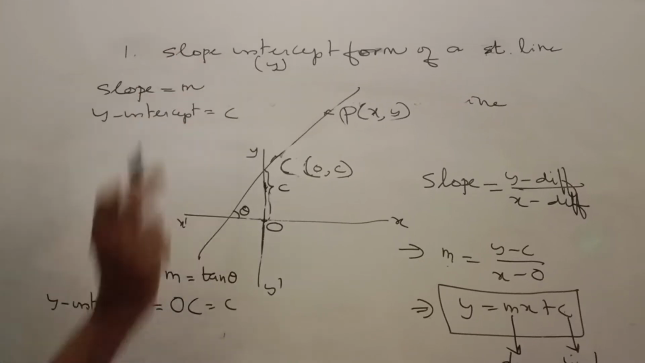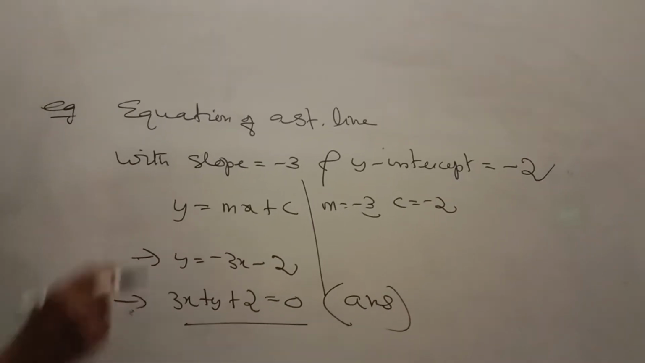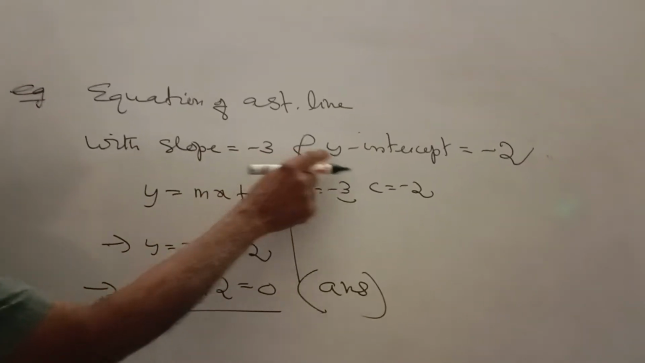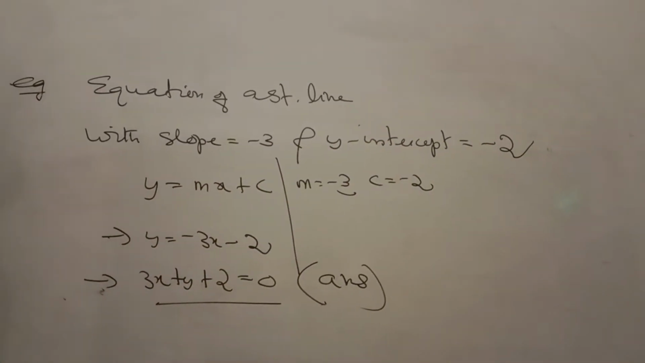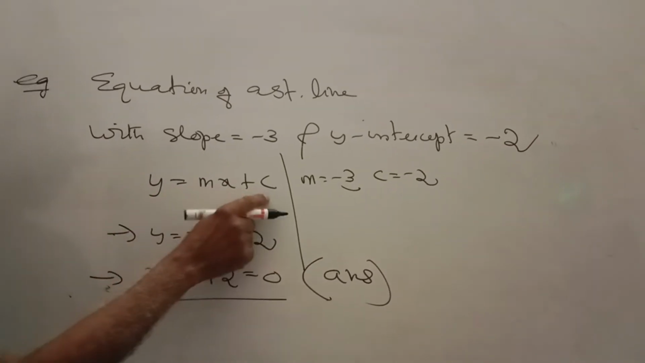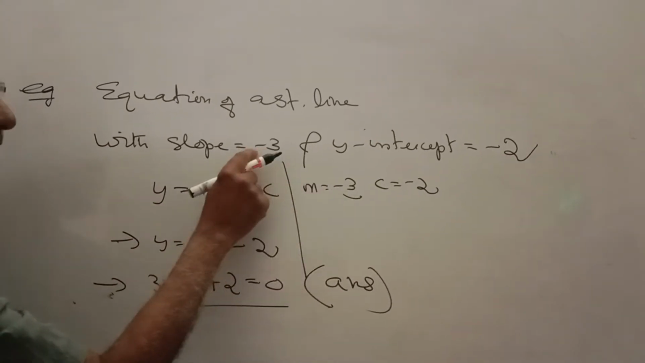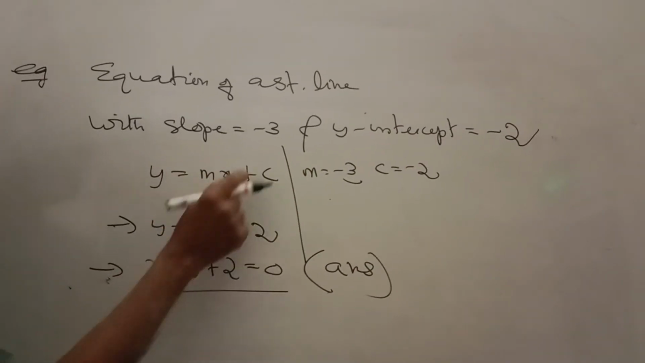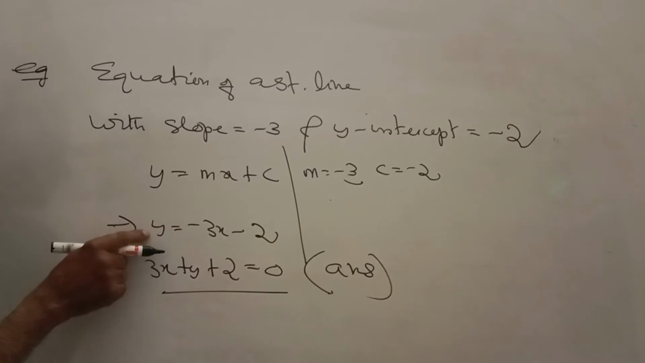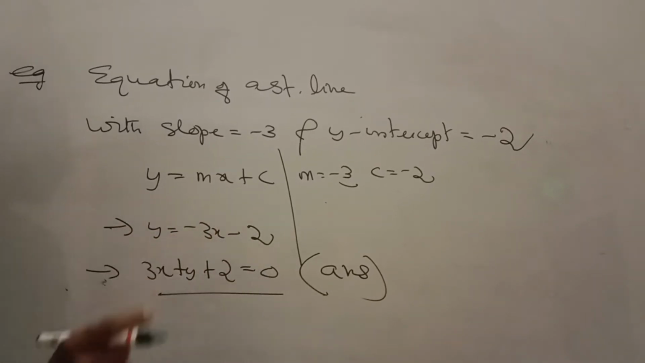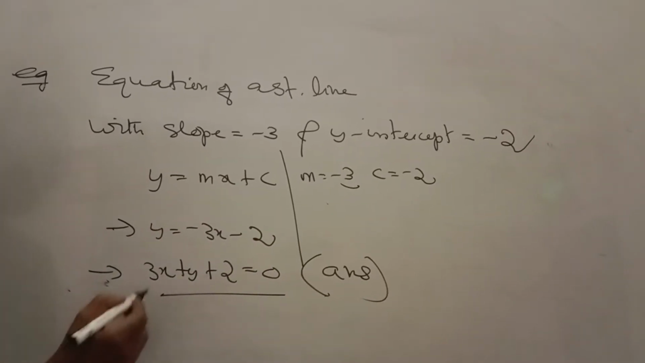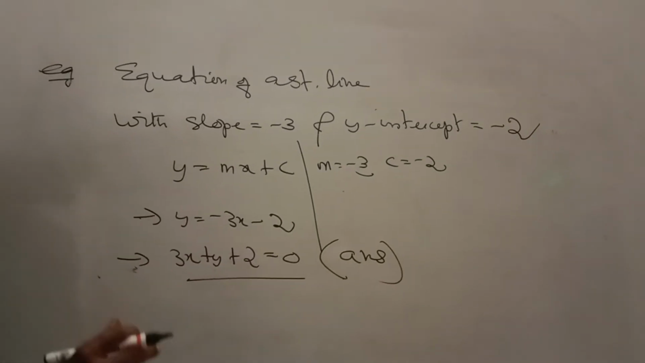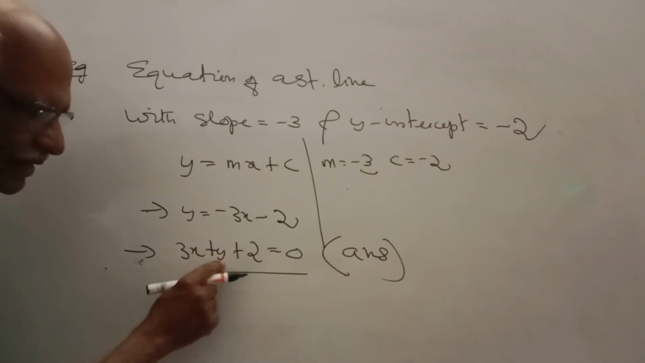So y equals mx plus c, where m is the slope and c is the y-intercept, is the equation in the slope-intercept form. We consider an example. Equation of a straight line with the slope minus 3 and y-intercept minus 2. We know the formula y equals mx plus c, where m value is minus 3, c value is minus 2. You put m equals minus 3, c equals minus 2, the answer comes. y is minus 3x minus 2. Bring all to the left side: 3x plus y plus 2 equals 0. Always we write the standard form: first x, then y, then constant.